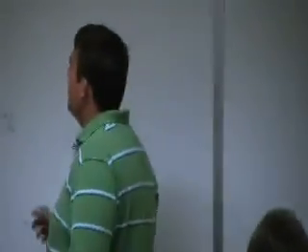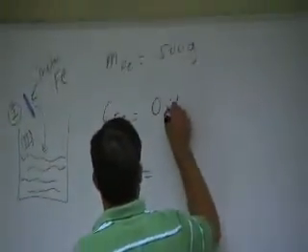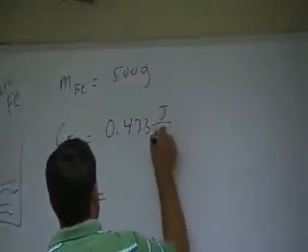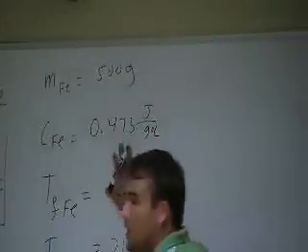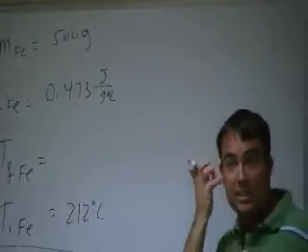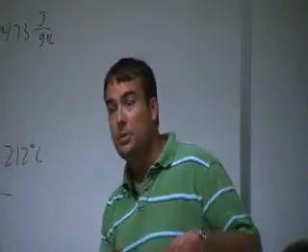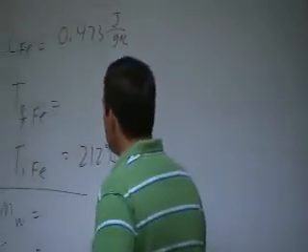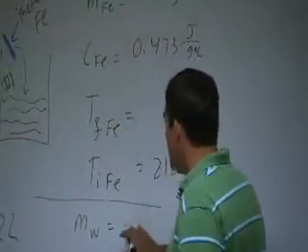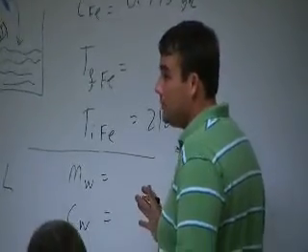So what is the specific heat of iron? 0.473 joules per gram degree centigrade. All right, so again, don't have to give birth to the number. It's in a table. Now, the reason it wasn't given there is, this expects you to go back and forth in your chapter. Final temperature of iron, don't know. Mass of the water, don't know.